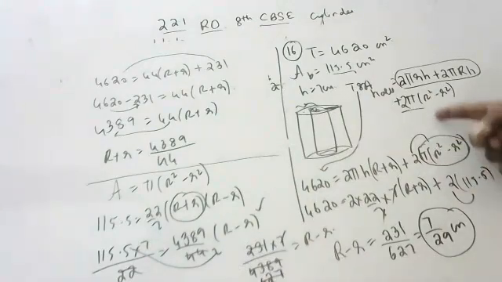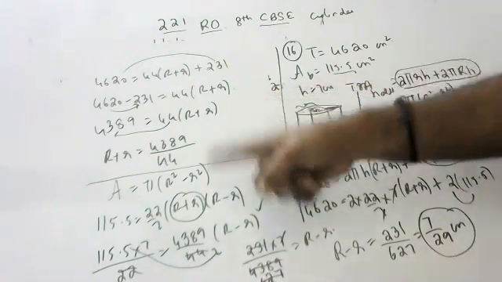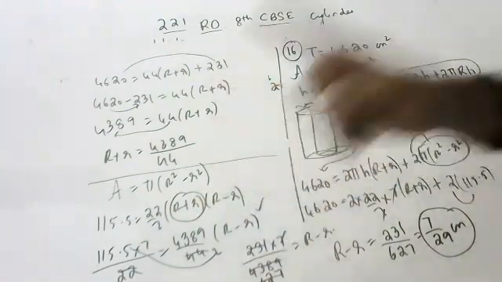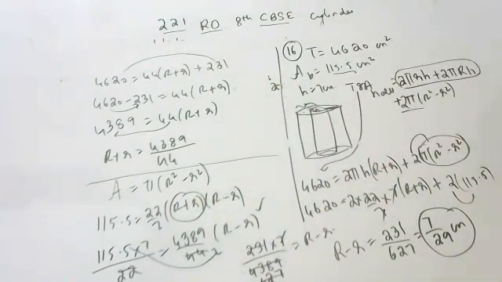Children, big R plus small r, I got the value. That value I substituted here. Big R minus small r into thickness. He asked for thickness, children. You have to understand. Okay. Next.